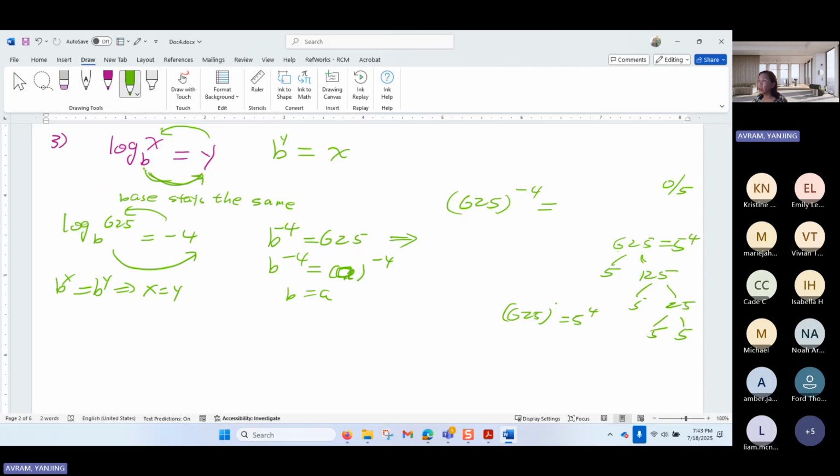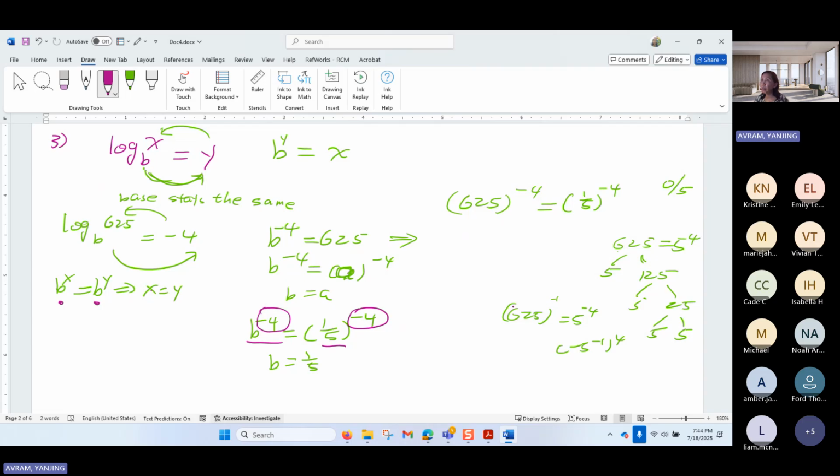And then if I put a negative on both sides, that means you can write 5 to the negative 1 power, so this is 1 over 5, 1 over 5 to the negative 4 power. Now I have b to the negative 4 equal to 1 over 5 to the negative 4 power. So b must be 1 over 5, because in order for these two to be equal, if the exponent is equal, the base must be equal.